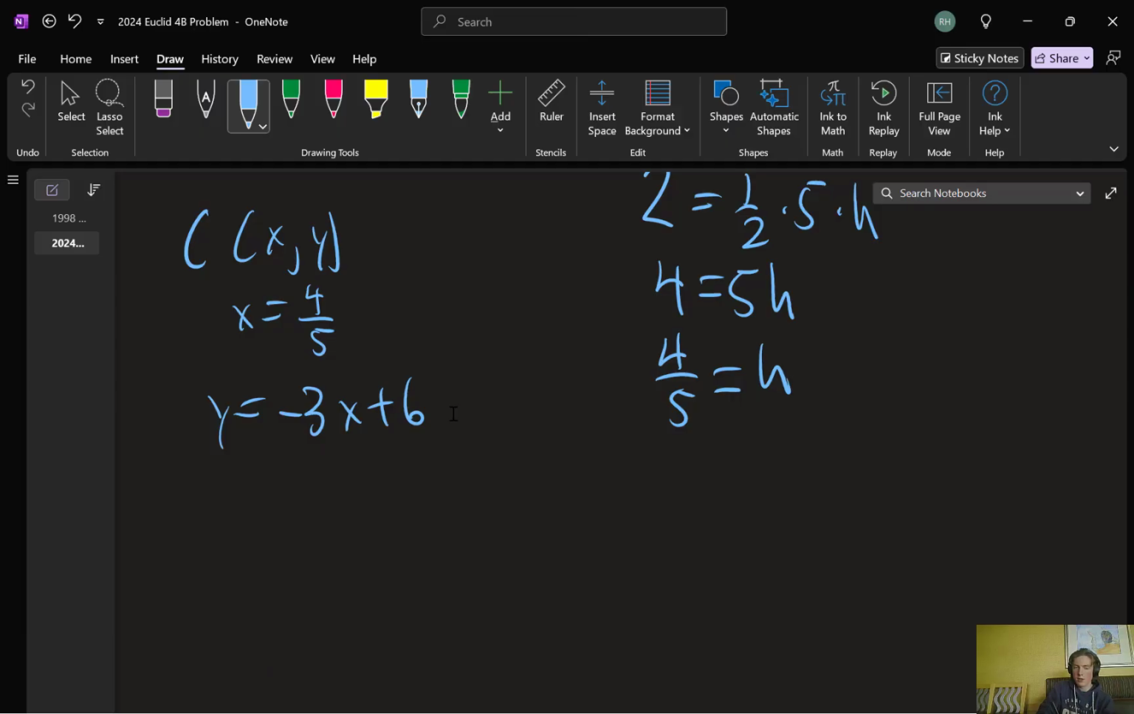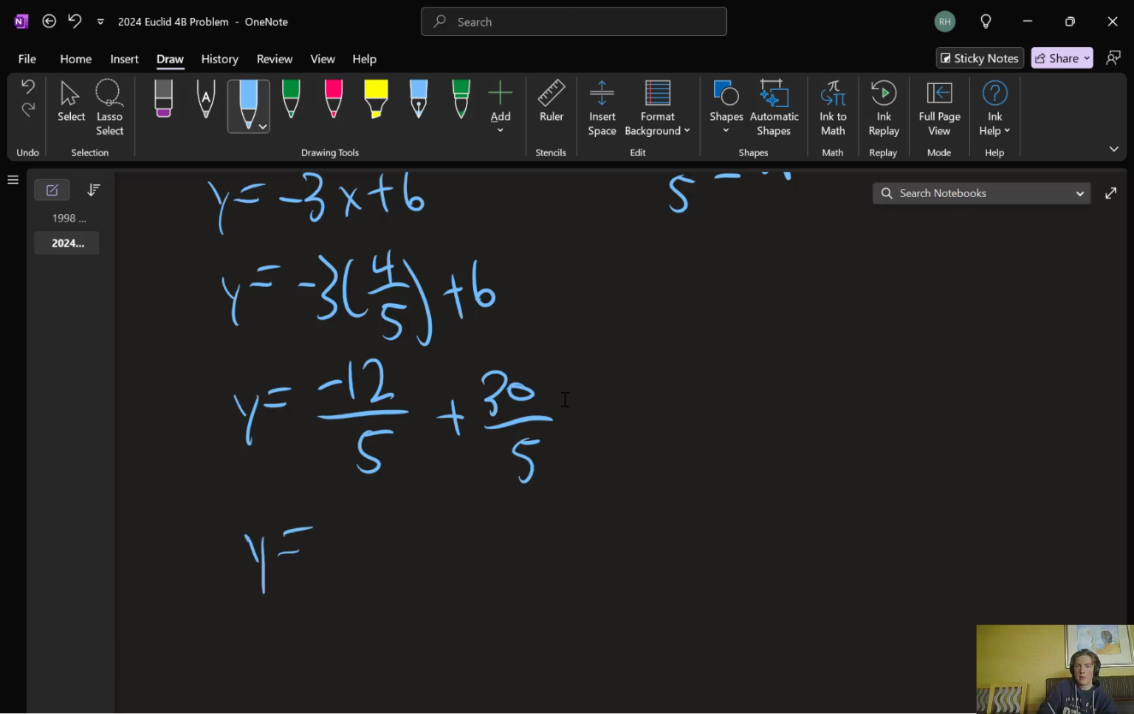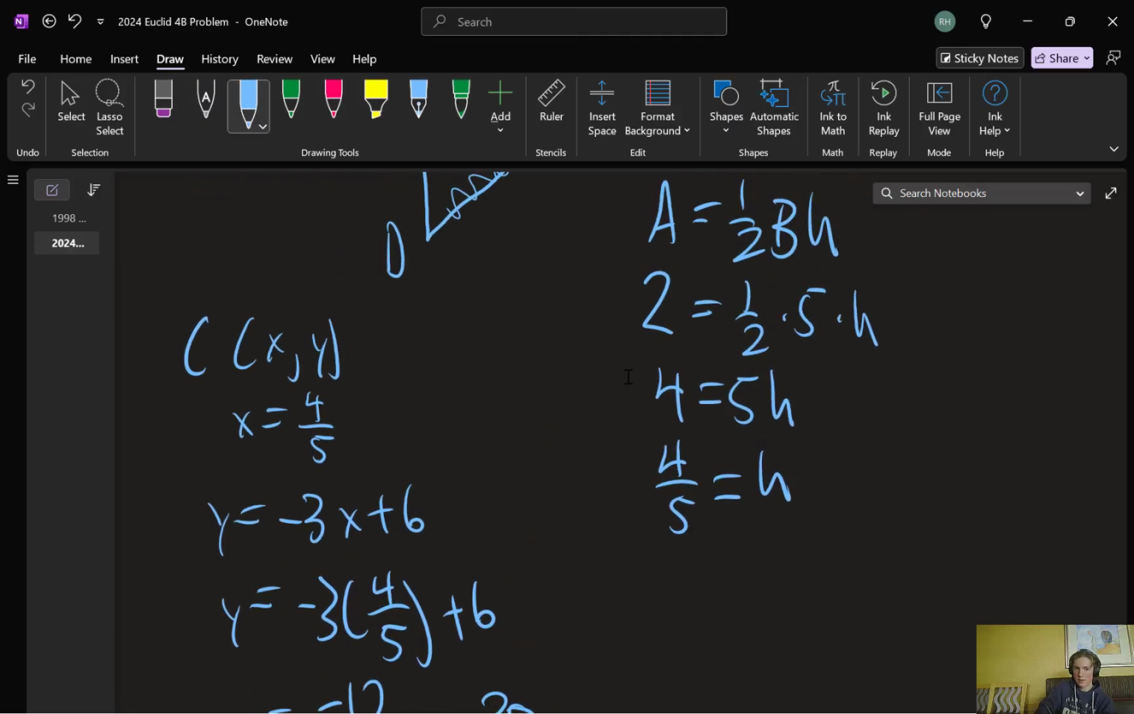We can plug in our x value, and we get y equals negative 3 times 4 over 5 plus 6. Negative 3 times 4 is just negative 12, so we get negative 12 over 5, and 6 times 5 is 30 over 5, so then we have common denominators. Then we can do 30 minus 12, and that gives us 18 over 5. So our y value is equal to 18 over 5, so our coordinates thus are 4 over 5 and 18 over 5. And that's the solution. Thank you for watching.